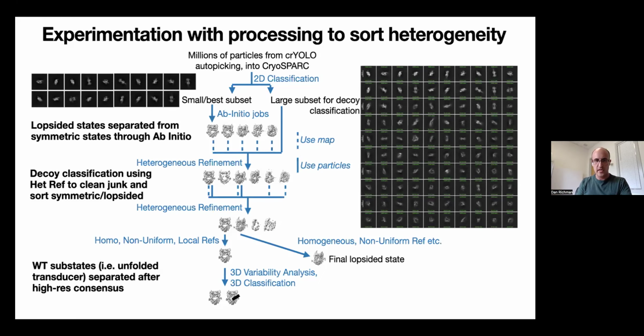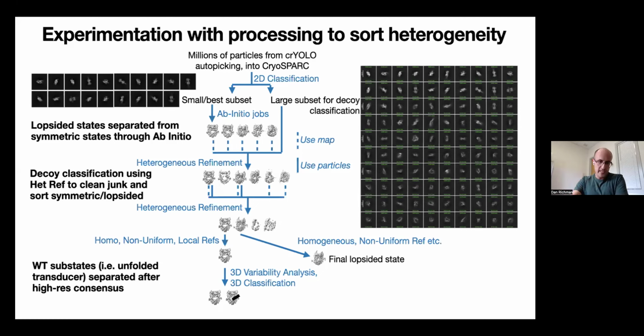This is obviously a very busy slide, but I want to draw your attention to the three bolded statements on the left to guide you through this. Basically, I did use some aggressive 2D cleanup to get high enough quality particles to get ab initio structures. In those ab initio references, we saw this grossly symmetric and grossly lopsided state emerge, and we were able to carry those through as references in the decoy classification. The decoy classification used heterogeneous refinement in CryoSPARC, or if you used RELION, you would use 3D classification.